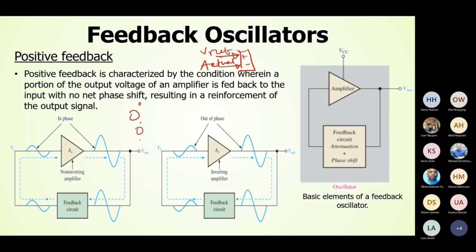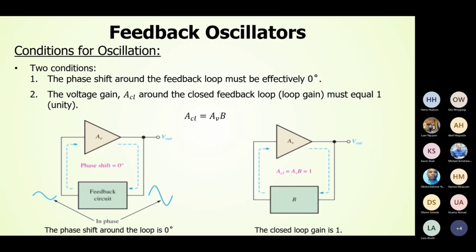So that's the thing. Ultimately, what will happen if your net feedback is 0 degrees and you feed back a portion of your output into your input, then you can have an oscillator. Okay. To make an oscillator, you need to ensure two conditions. The first condition is the phase shift around the feedback circuit should be effectively equal to 0. Means you cannot introduce any phase shift. If you introduce phase shift, then your oscillation will actually decay. And finally, the voltage gain around the closed loop feedback gain must be equal to 1.